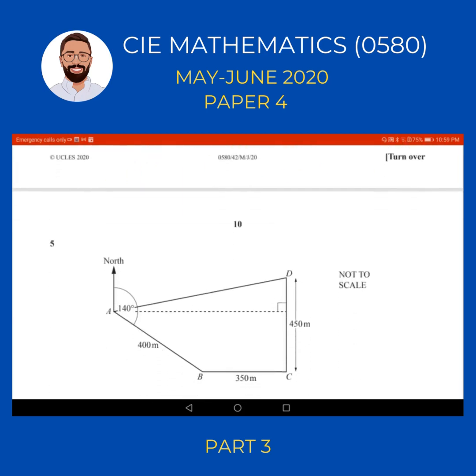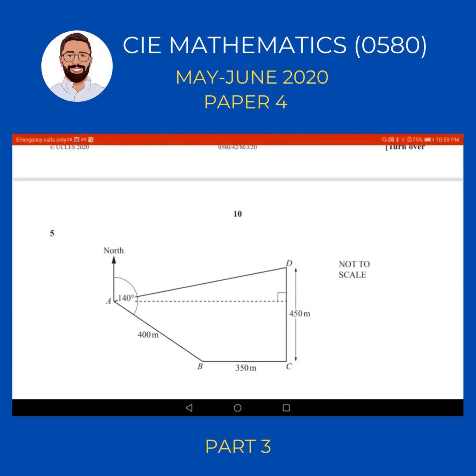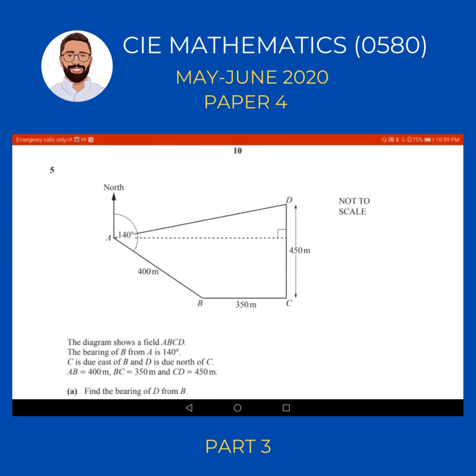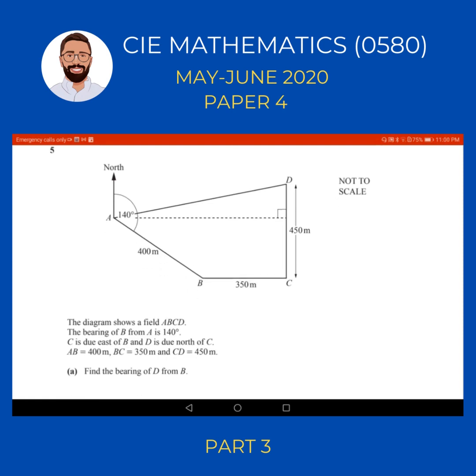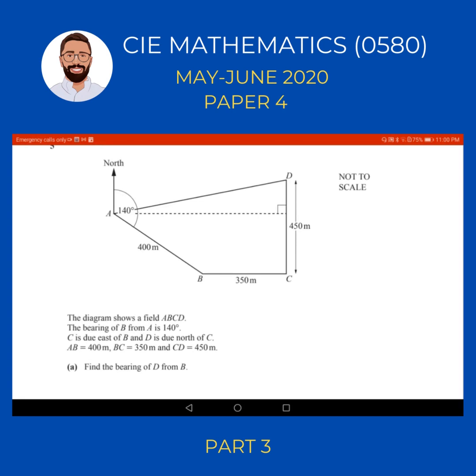Now, let's do question 5. It says, the diagram shows a field ABCD. The bearing of B from A is 140, C is due east of B, and D is due north of C. AB is 400 meters, BC is 350 meters, and CD is 450 meters. Now in part A, we need to find the bearing of D from B.